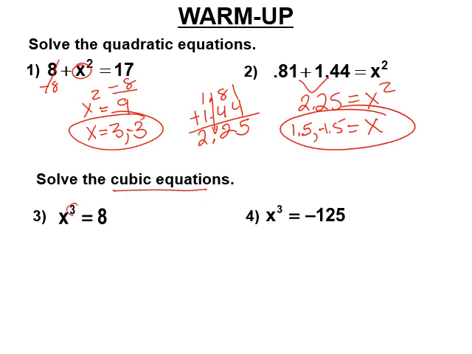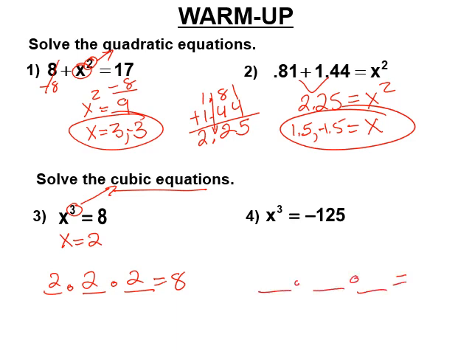When you have x cubed, it's a cubic equation, right? X squared makes quadratic. So blank times blank times blank equals 8. There is only one number that solves a cubic equation. In this case, it's 2. 2 times 2 is 4, times 2 is 8. Try the other one. In this case, blank times blank times blank equals negative 125. There's only one number that can go in that blank, and it's x equals negative 5. So cubic equations only have one answer.